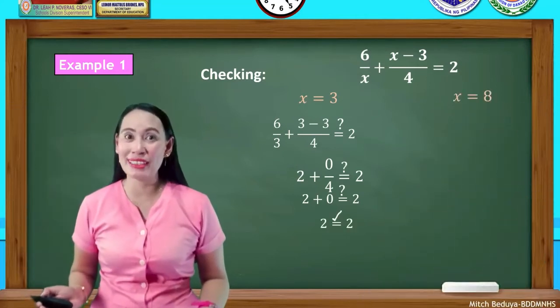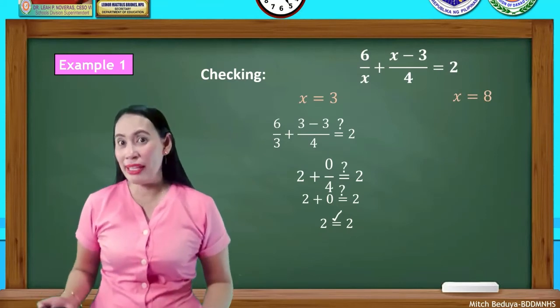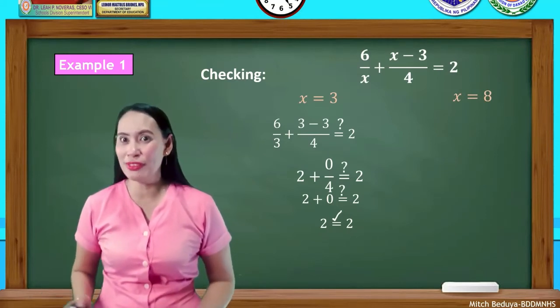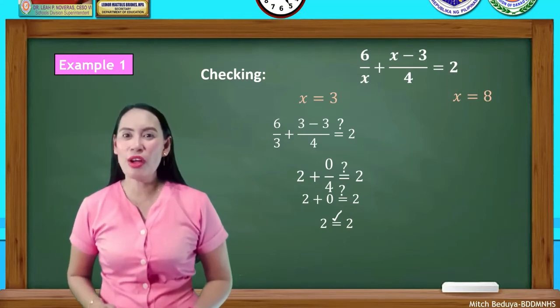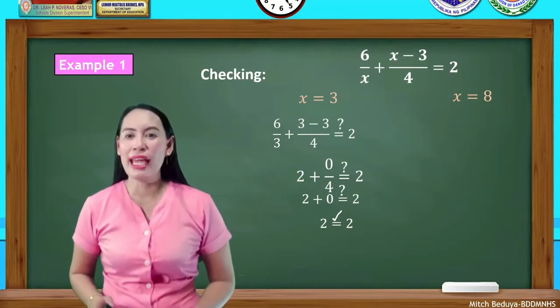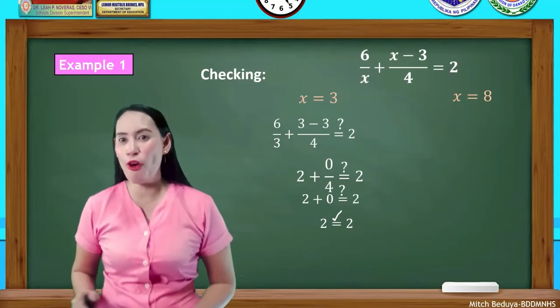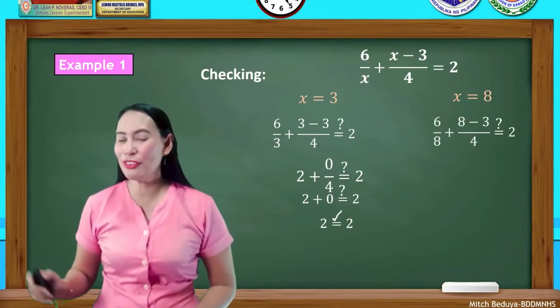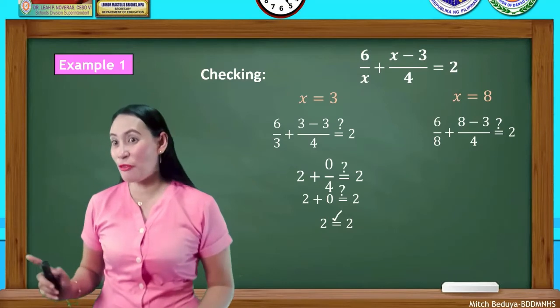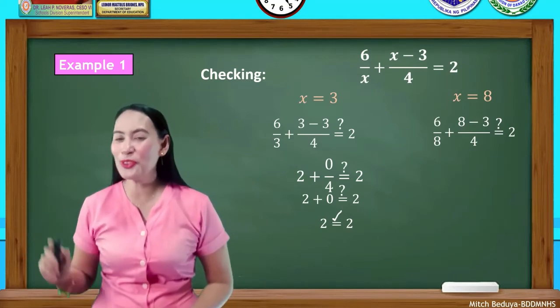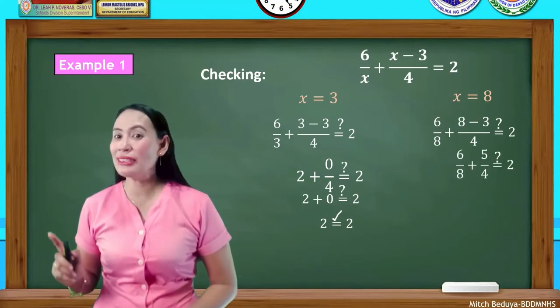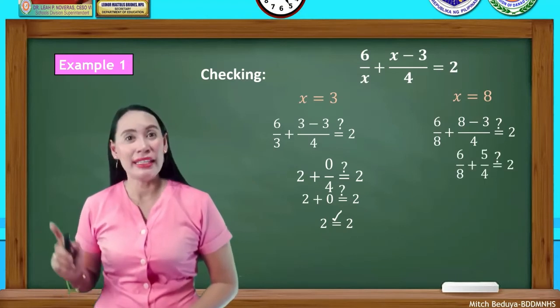How about when x is equal to 8? Can 8 make the equation true? Okay, let's find out. 6 over 8 plus 8 minus 3 over 4. Is it equal to 2? 6 over 8 plus 5 over 4. Is it equal to 2? 6 plus 10 over 8. Is it equal to 2?